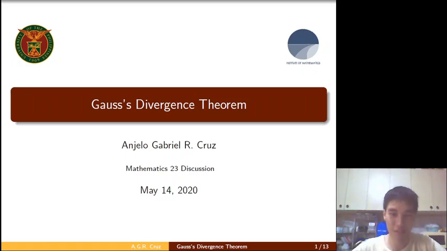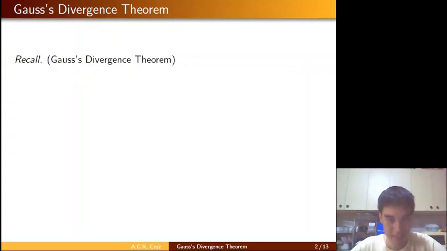Hi guys, for today, we will be discussing several examples of Gauss's divergence theorem. So in all of those examples, we will apply this theorem to compute for fluxes of fluids. Pero first, let's recall the statement of Gauss's divergence theorem.